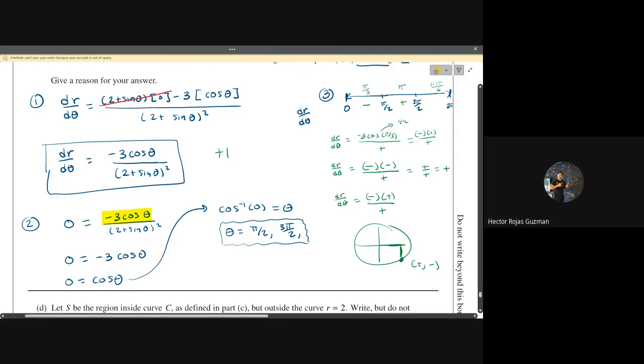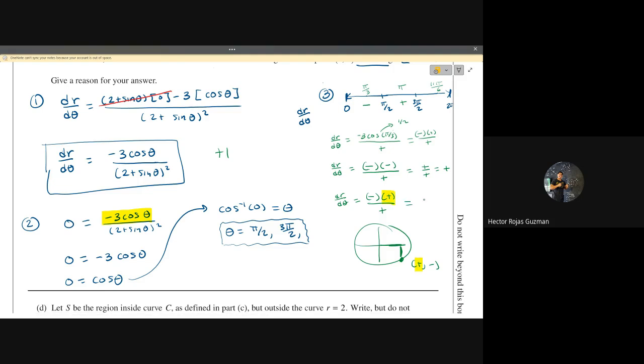Oh man, it's freezing. Give me a second. Positive. So that becomes negative over a positive, which is negative. So back to the question.